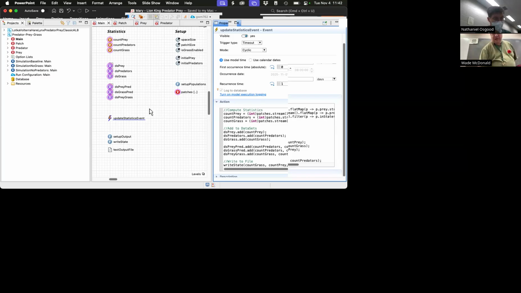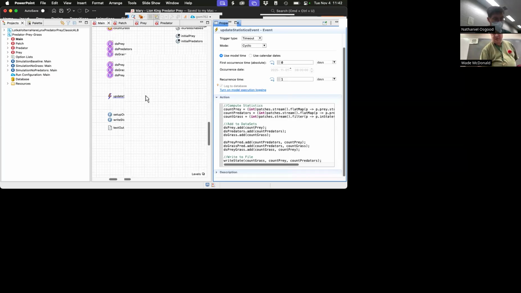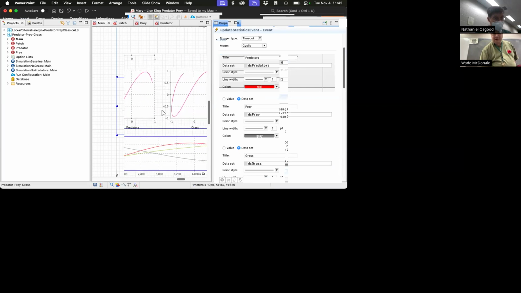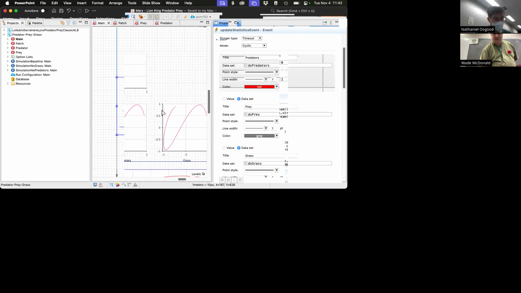So these data sets are referred to by the graphs in main. So there's a time series graph, and there's a few state space graphs.